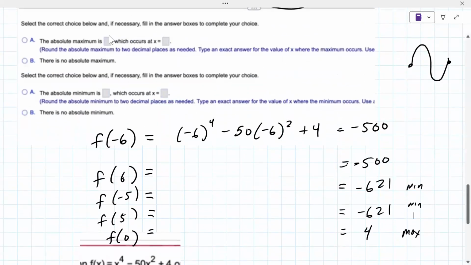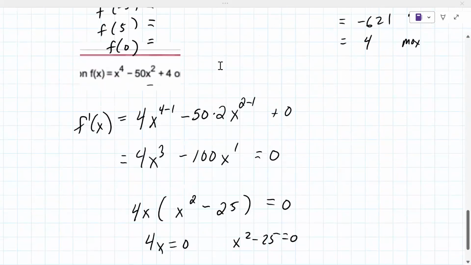So it probably says a comma somewhere. All right, the absolute maximum is 4 when x equals 0. The absolute minimum is negative 621 when x equals negative 5, comma 5, like that. So you include both. I think I cut it off, it says use comma to separate answers.